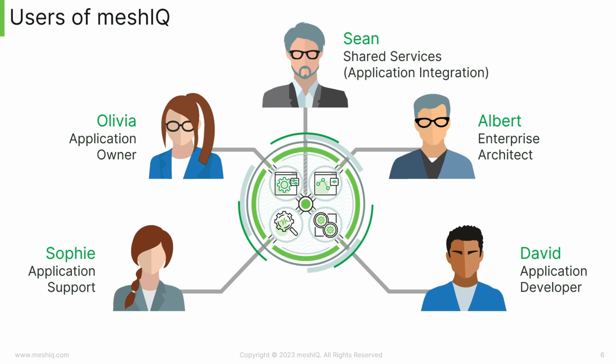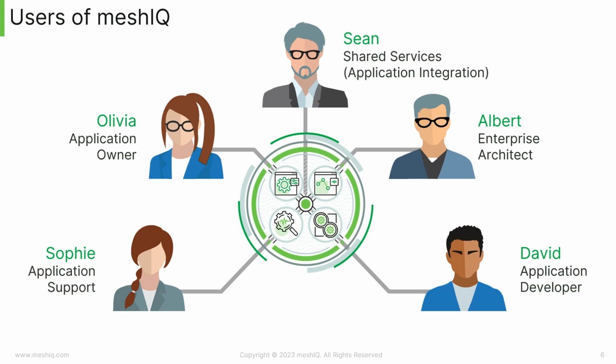So people who work in shared services, for example, they're responsible for the integration infrastructure. They're interested in middleware management and control. You've got application owners and enterprise architects who want to make sure that their applications are continuously running at peak operating capacity. They're looking for a way to reduce outages, and they want to prevent performance problems from happening.